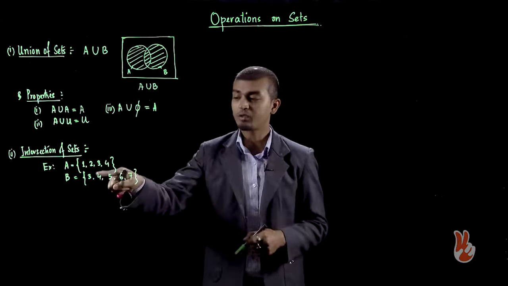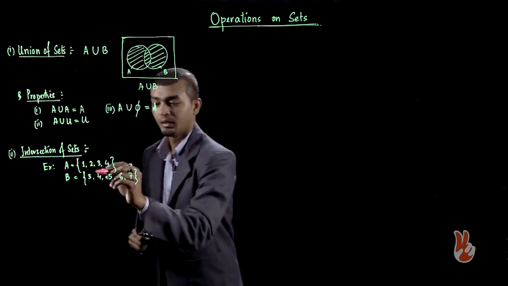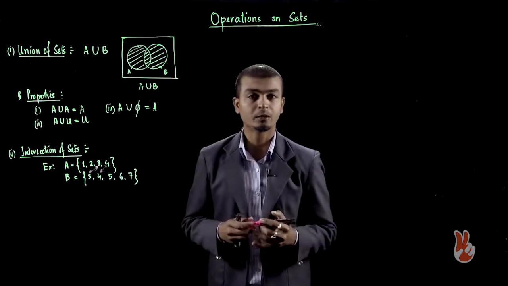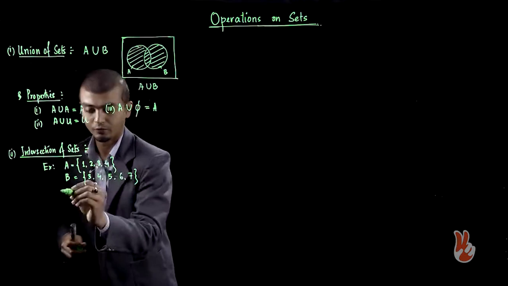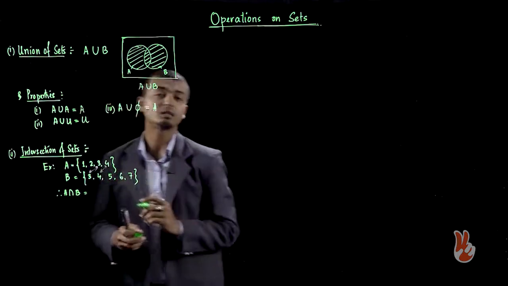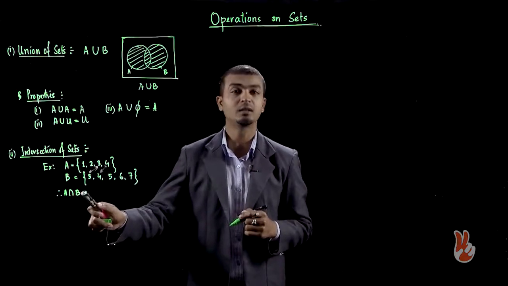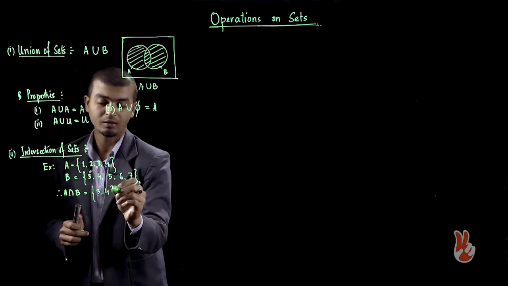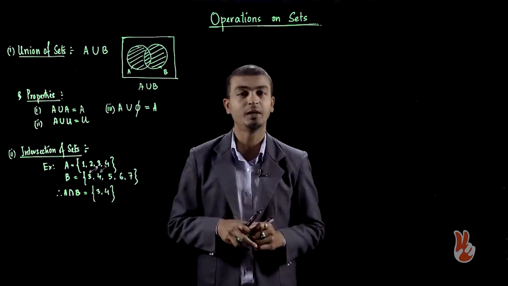Now, as you can observe, the common elements between A and B are 3 and 4. So, what will be the intersection set? It will be 3, 4. Therefore, A intersection, the intersection is being symbolized by an inverted U. So, A intersection B will be equal to 3, 4. Clear? Now, let us move to the properties of intersection of sets.